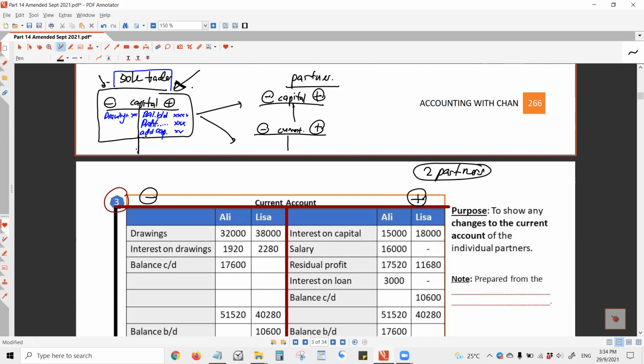Very seldom you see a question asking you to do a capital account for a sole trader, but I have seen it before. I have forgotten in which year it appears, so you have to find it yourself if you have the time. Now we focus back on here.